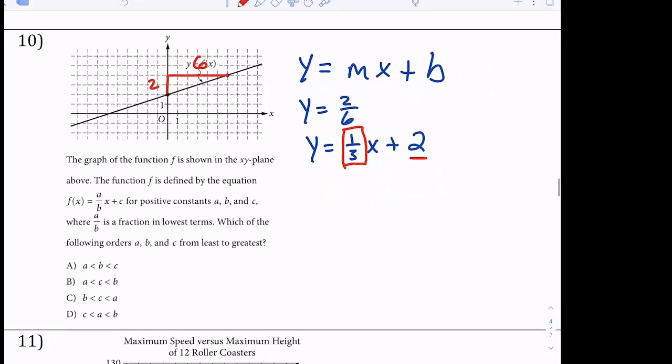2. So now, according to this, it says f of x is equal to a over b x plus c. How did you get to the y-intercept? I looked at the graph. The y-intercept is 2, correct? Everybody okay with that? Where did you see the y-intercept? I looked at the graph. That's all I did. I just thought everybody knew what the b stood for. The b is the y-intercept.